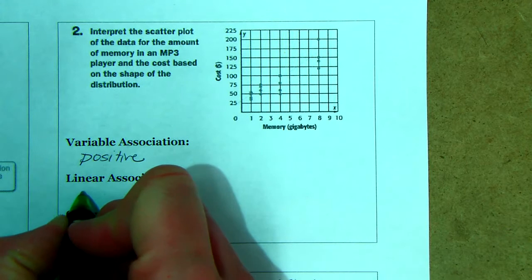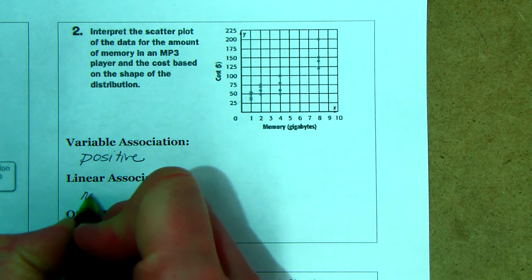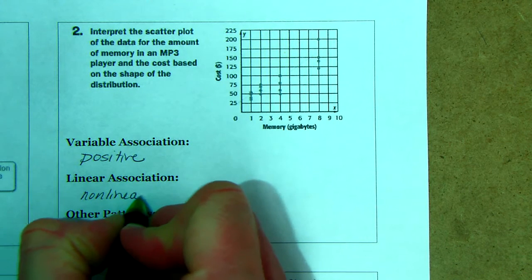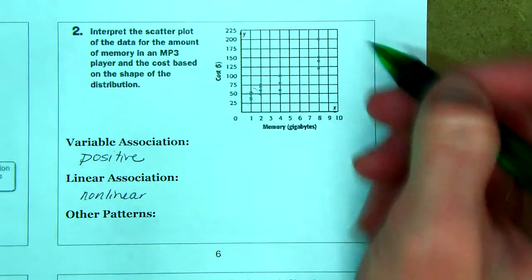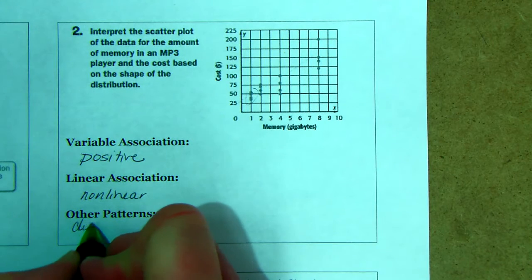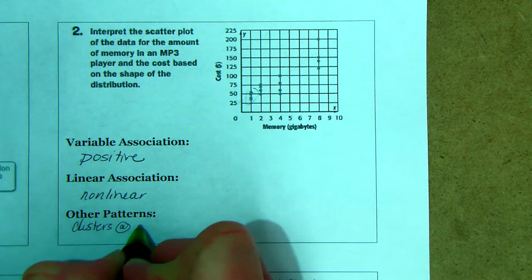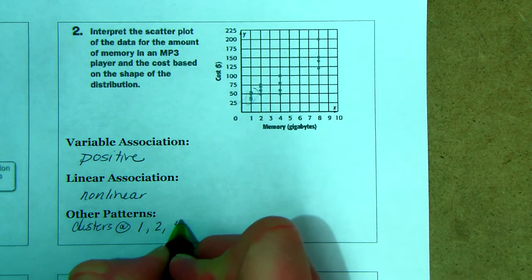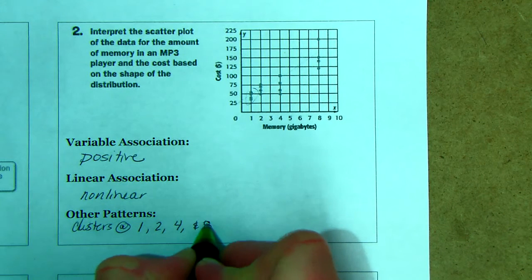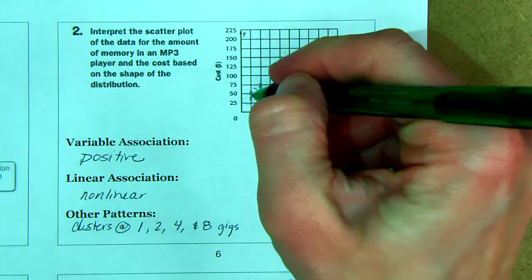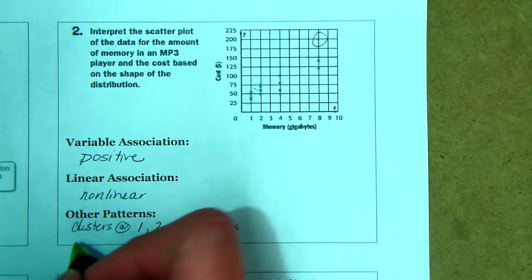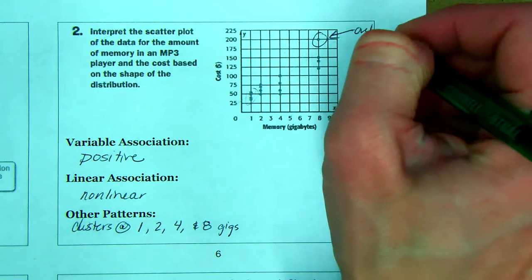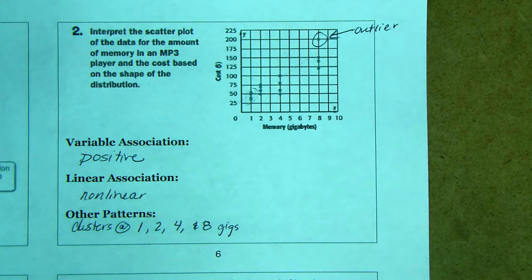And the reason I'm going to say it's nonlinear is because I think there are patterns. I think there is a cluster. So clusters at 1, 2, 4, and 8 gigs. Do you see that there's a cluster, cluster, cluster, cluster? And some might even say an outlier. You might say that would be an outlier. Okay? So those are some things we're going to point out.